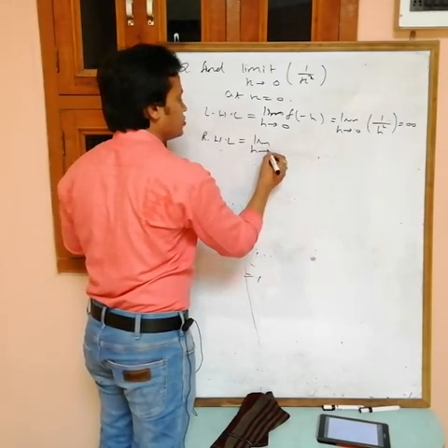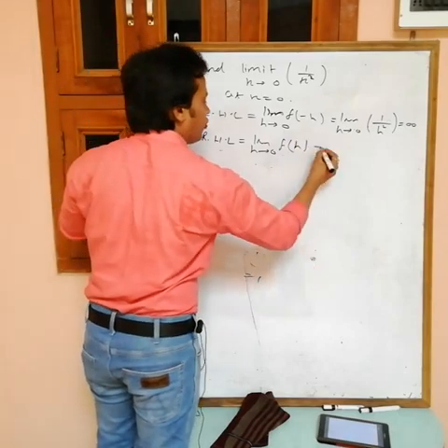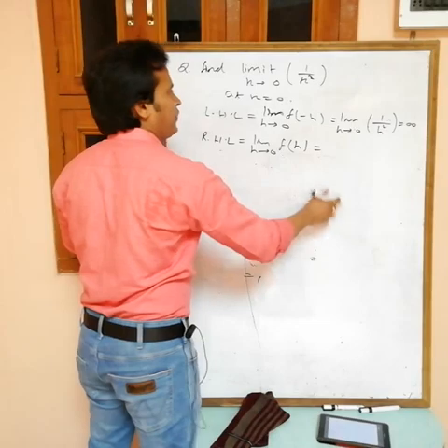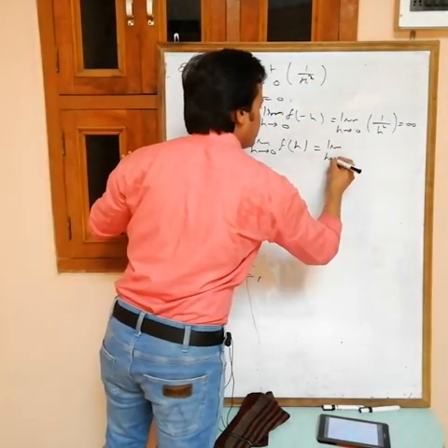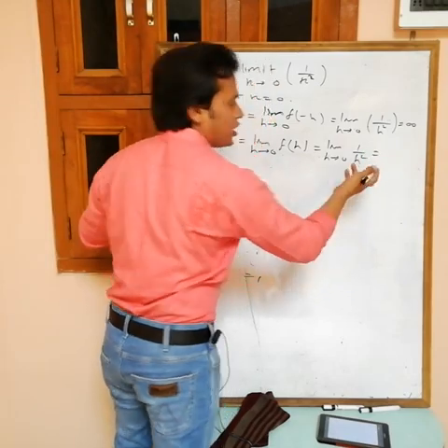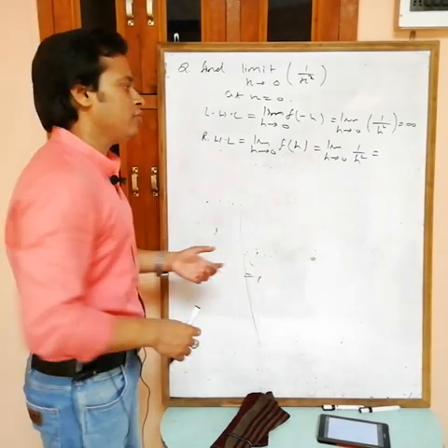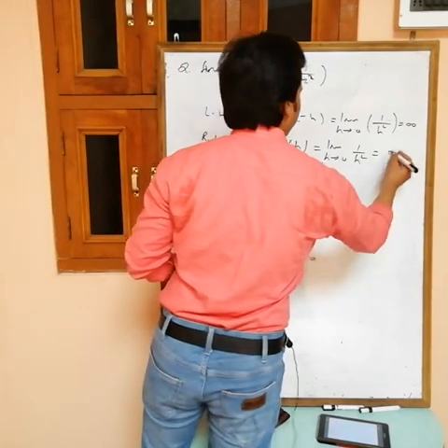RHL is limit h tending to 0, value of the function at a plus h. A is 0, so 0 plus h is f(h). Now find the value of f(h). Simple. In the place of x, we have to put h. Then we are getting limit h tending to 0, 1 by h square. Again 1 by 0. If you put h equals to 0, because at the end we have to put h equals to 0, then 1 by 0 becomes infinity.